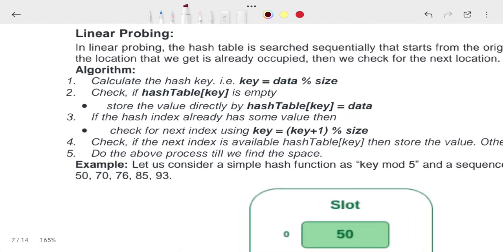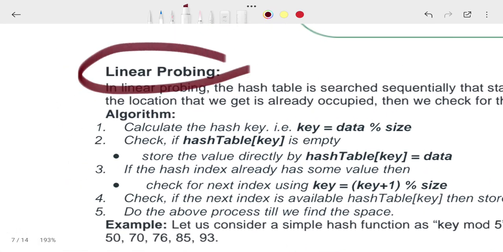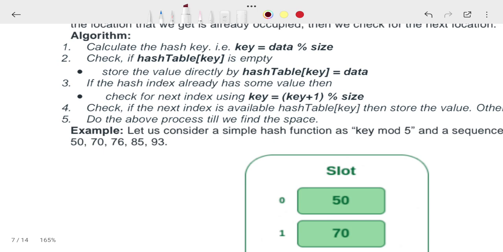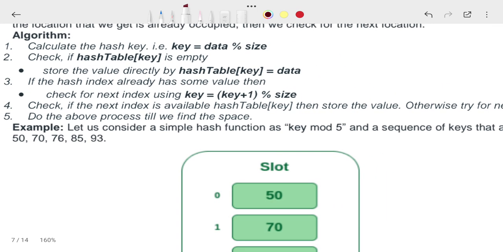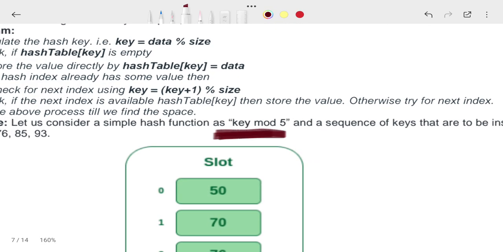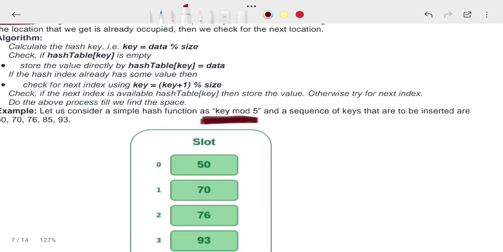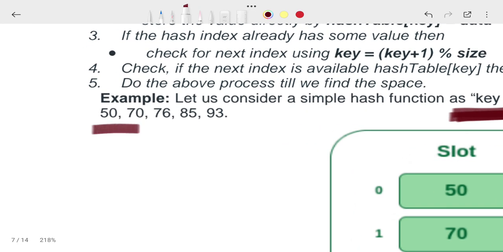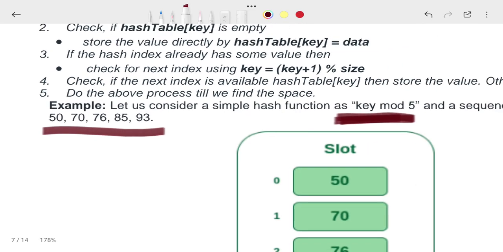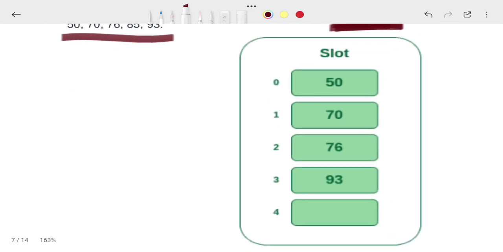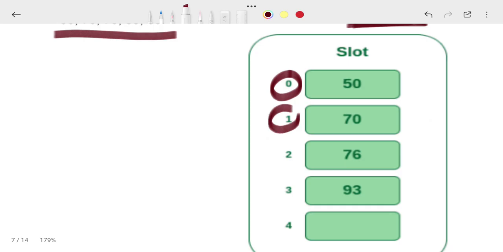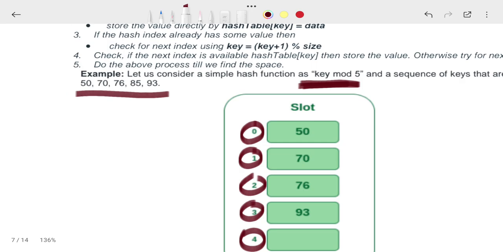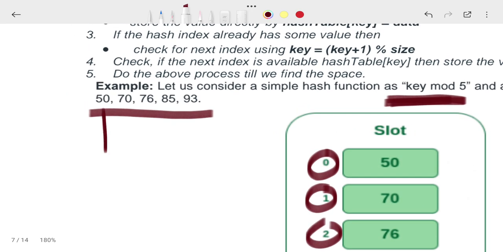Means separate chaining, or you can say this is the chaining method. Now another example, linear probing. So how to solve linear probing? Linear probing means place in the next slot. Suppose again I have the same problem, key modulo 5, and my data is 50, 70, 76, 85 and 93. At first I will divide. This is my hash table, index 0, 1, 2, 3, 4. Now 50 divided by 5, remainder 0.